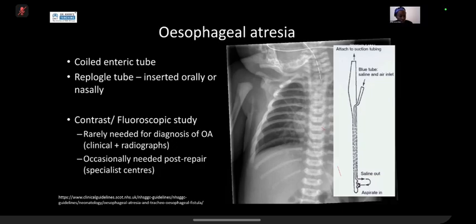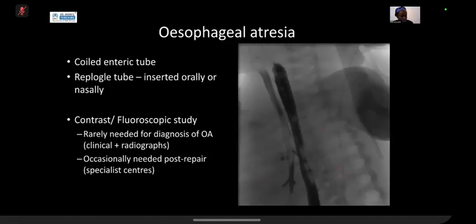We don't do contrast studies to diagnose esophageal atresia. It's normally done clinically, and sometimes it's even diagnosed antenatally. They can't pass the NG tube, and then they do a radiograph, and that confirms the presence. But we do sometimes do contrast studies either to look for H-type fistulas, particularly in kids who get recurrent aspirations or recurrent chest infections, and they think that they might have a hidden H-type fistula. Or we do it post-repair, so prior to feeding the patient, we'll do a fluoroscopic study.